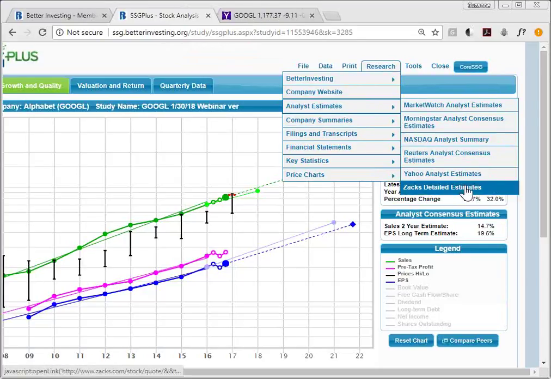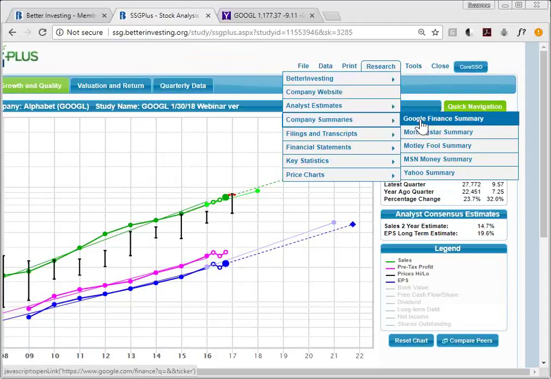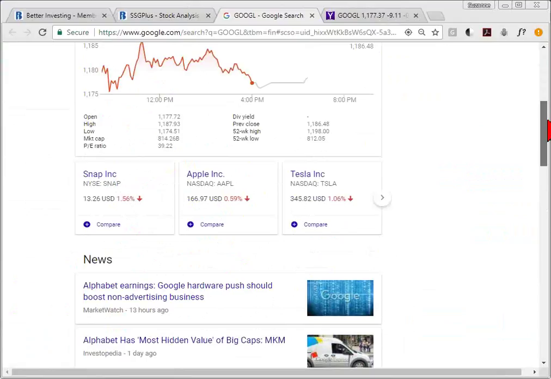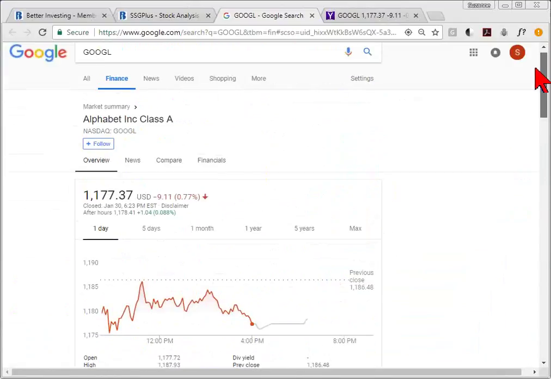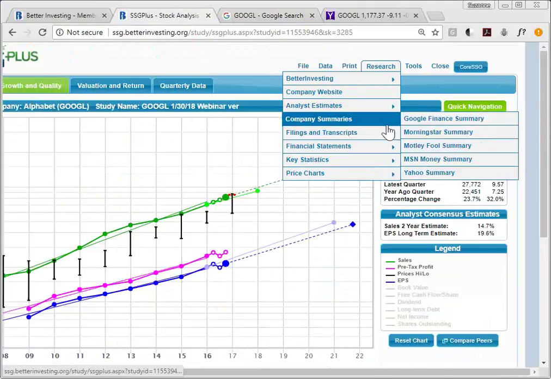Analyst estimates, we covered that during our class. Company summaries, this is just more information about the company. So if I went through and clicked on Google Finance, it takes me directly to this information. Company specific, ticker specific, and it's just about whatever Google has chosen to display about companies. So a couple of different options there.